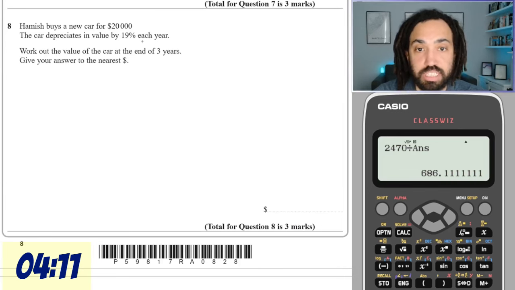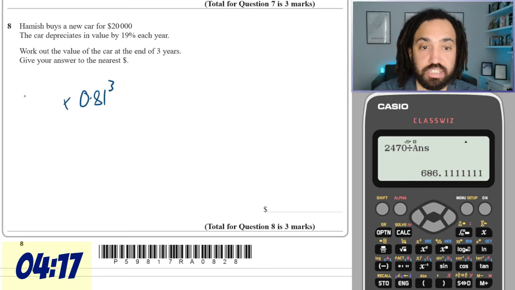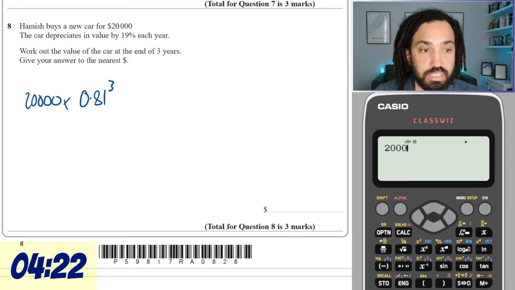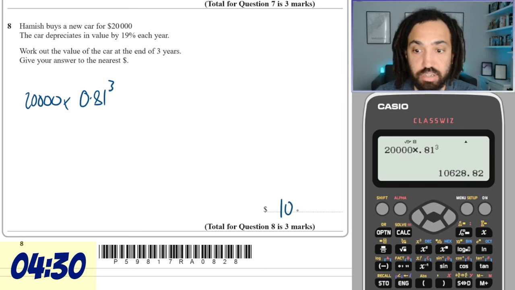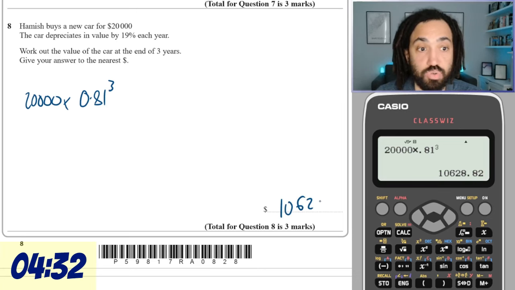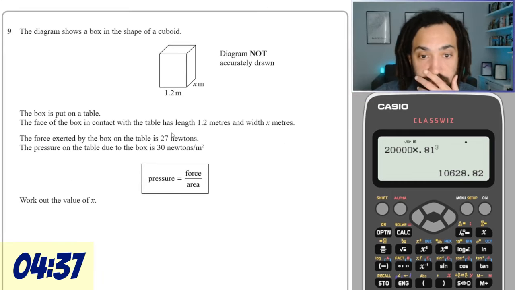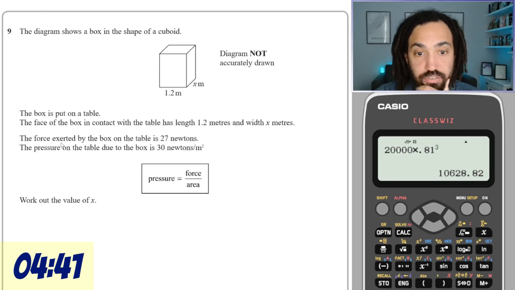Buys a new car, depreciates by that amount, so I'm timesing by 0.81. And it wants it after 3 years, and then I just take the total at the start multiplied by the multiplier. So that's 20,000 multiplied by 0.81 to the power of 3. And it's the nearest dollar, so that's 10629. Perfect.